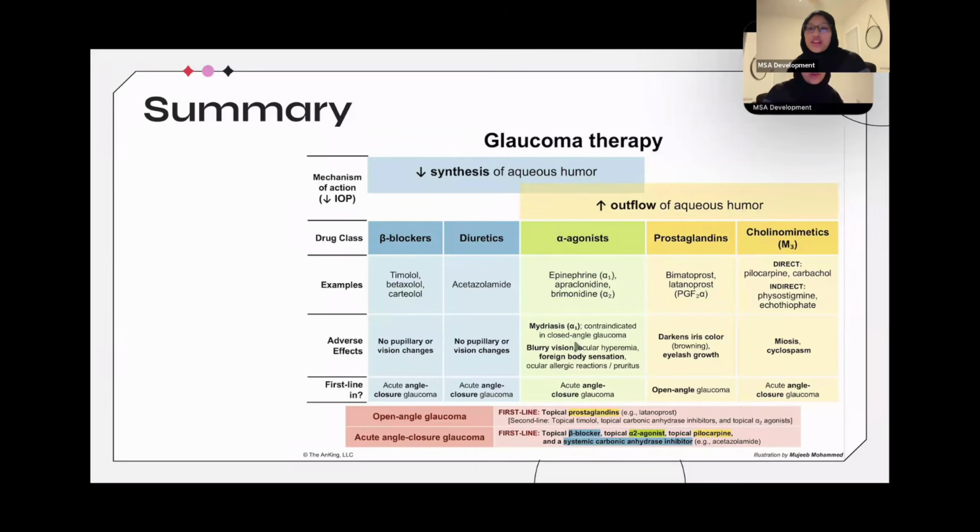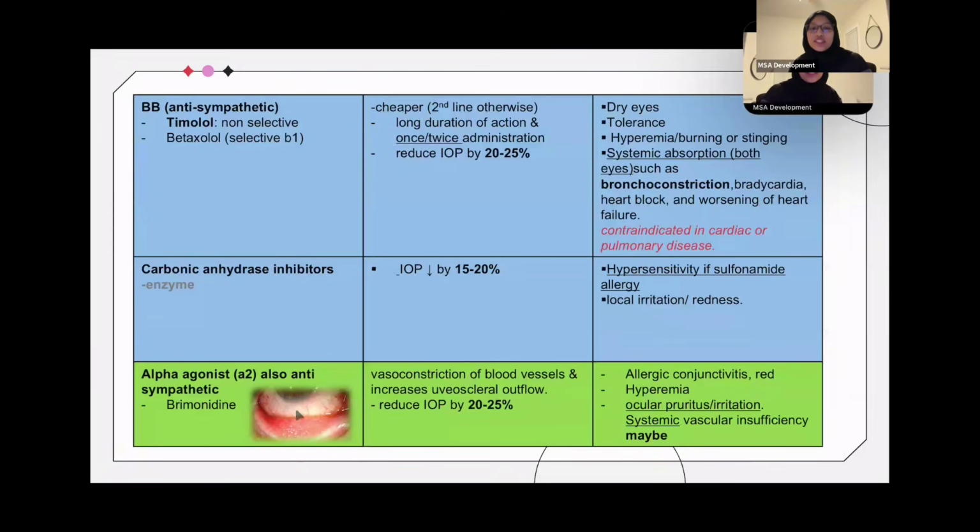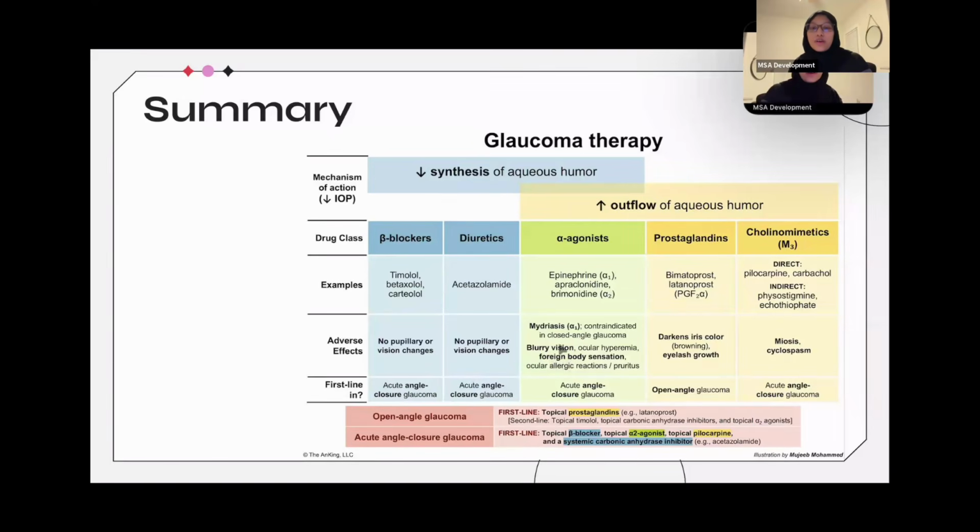This is for both. Remember, these are the side effects. So, prostaglandin is the one that causes darkening of eyelids. Cholinomimetics cause contraction of the muscles, so ciliary muscles causing constant miosis and spasm. Alpha agonist will have blurry vision, foreign body sensation, something like allergic reaction. Okay. And yeah, ignore epinephrine. We didn't talk about that here.